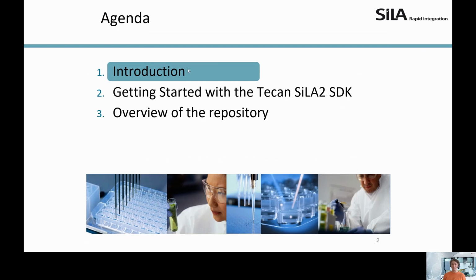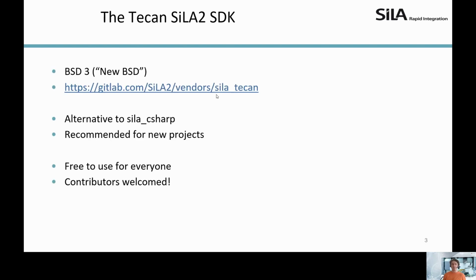At first, I give you some introduction, then I explain some bits about getting started, and then I give you an overview about the repository. In general, the Tecan SiLA 2 SDK is licensed under the BSD3 license, which is a common open source license. That basically means it is free for everyone to use, and we welcome contributors in any way. You can contribute in many kinds of ways, either by contributing issues, by contributing pull or merge requests, or you can just use the SDK. Of course, free of charge.